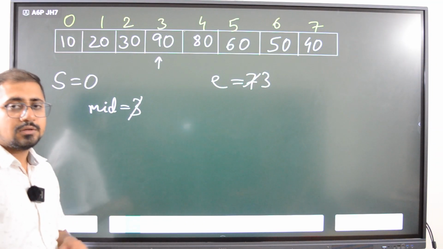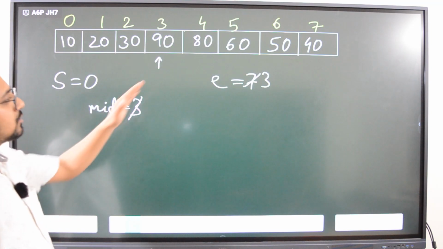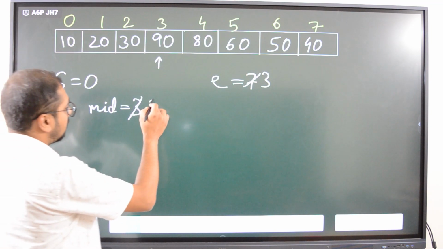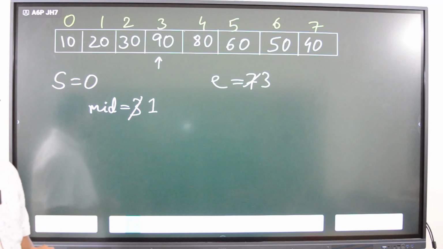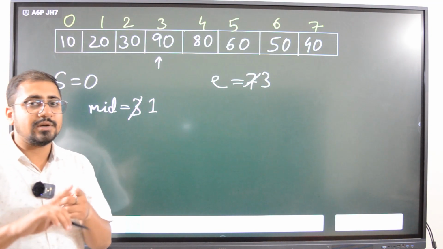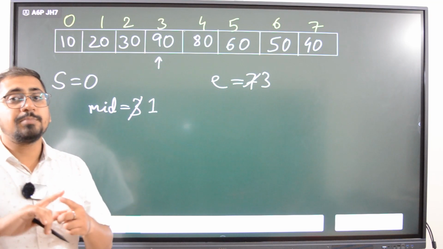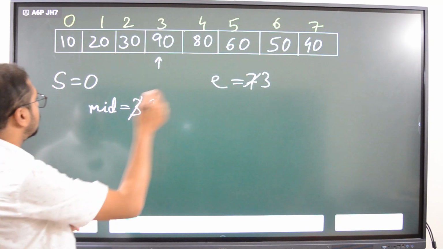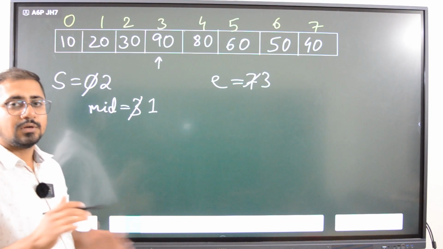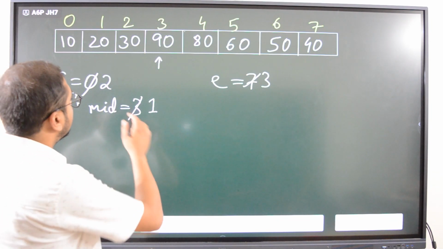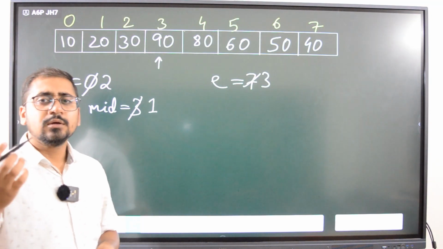Done. Again, we will find out the mid here. 0 plus 3 by 2 comes here as 1. At the value 1, we have 20. Compare it with the next element. 20 is smaller than 30. It means our peak is on the right side. So our start changes to mid plus 1, here as 2. Done. Again, next iteration, 2 plus 3 by 2.